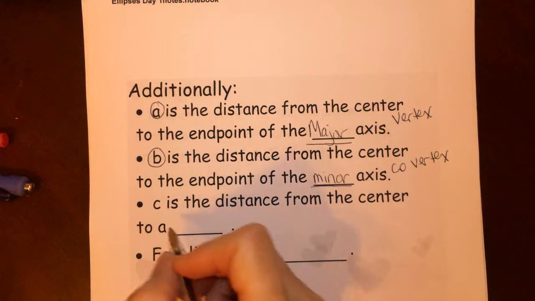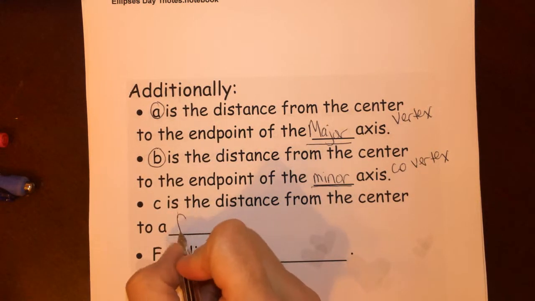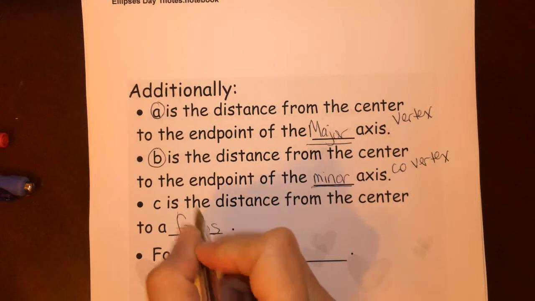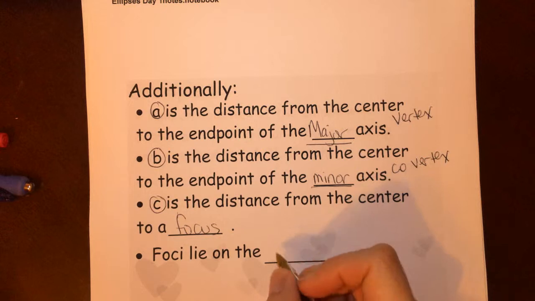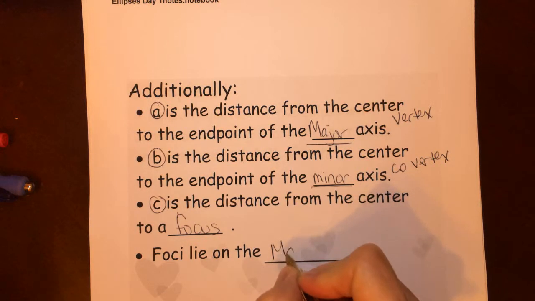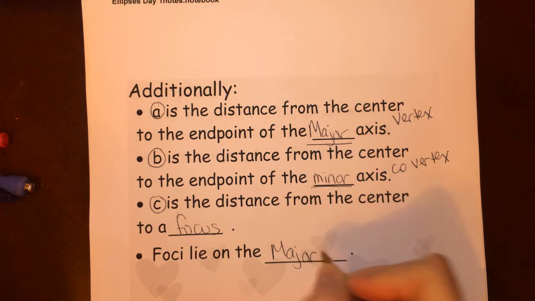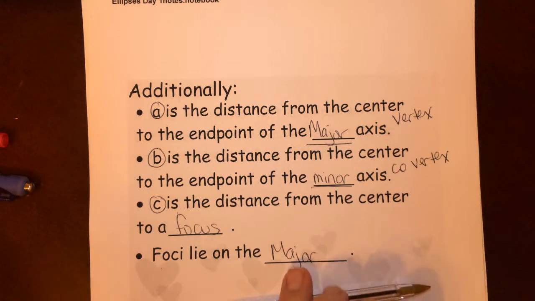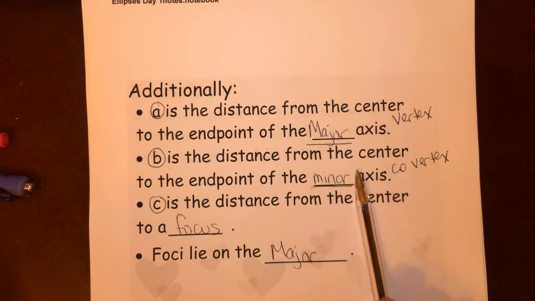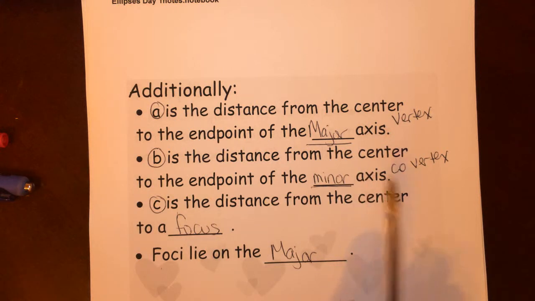C is the distance from the center to a focus. So when we're trying to find the focus, we need our letter C. The focus will always lie on the major axis. It's kind of just a hint. If you're ever trying to figure out which way the ellipse goes, if the foci are going left and right, then it's going to be horizontal. If the foci are going up and down, then the ellipse will be vertical.